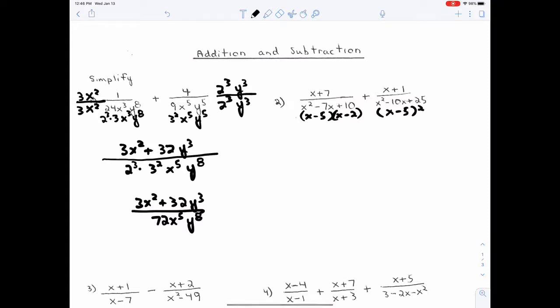Now, what's the common denominator? Well, first of all, we'll write down all factors, x minus 5 and x minus 2.